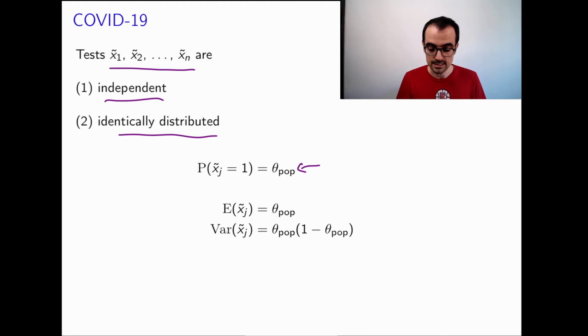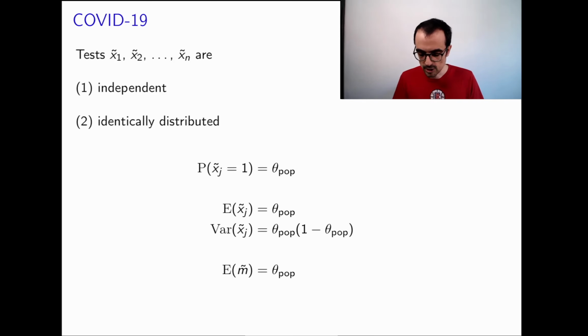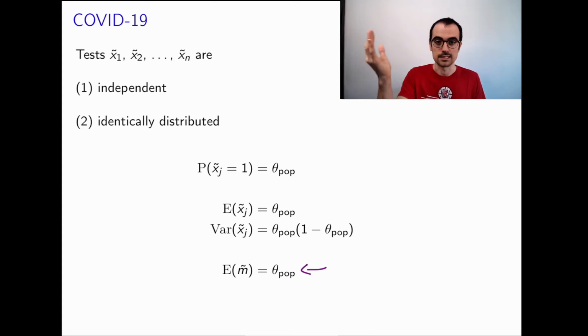So each of these is a Bernoulli random variable that has a mean equal to the proportion of people with COVID-19 and variance equal to theta times 1 minus theta. Okay, so the mean of the sample mean is equal to this parameter theta.